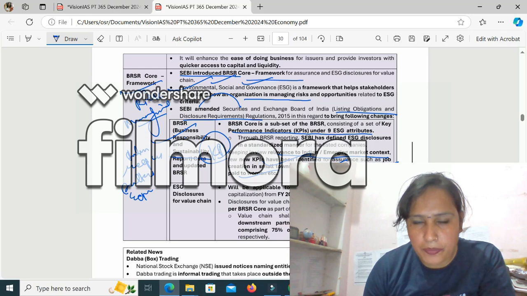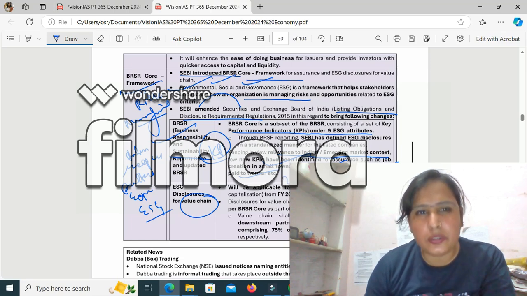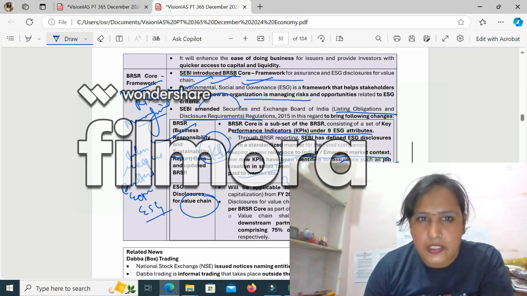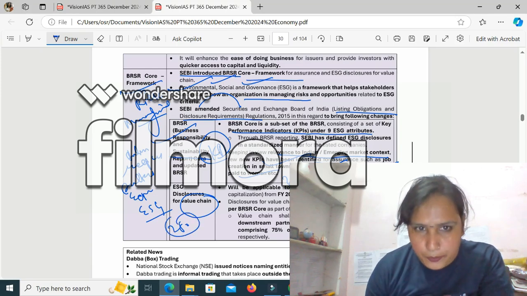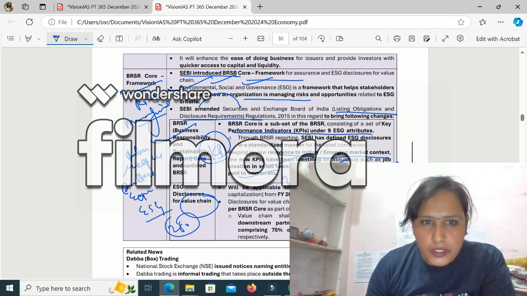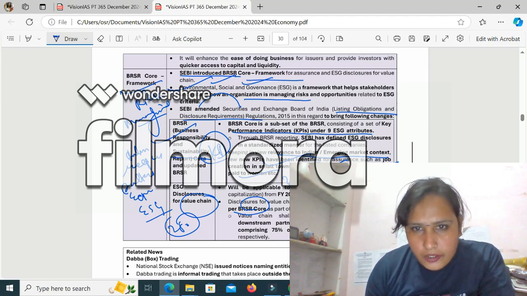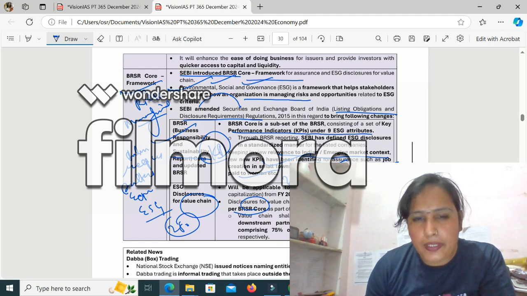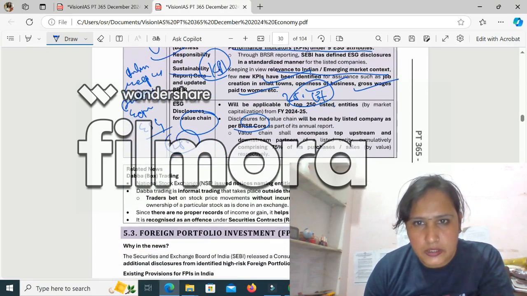After that, one more initiative: ESG disclosure and the value chain. ESG will be applicable to the top 250 listed companies, and these listed companies will be made BRSR Core. BRSR means the Business Responsibility and Sustainability Report, and the value chain shall encompass upstream and downstream partners. So ESG disclosure and the value chain are also a new initiative.